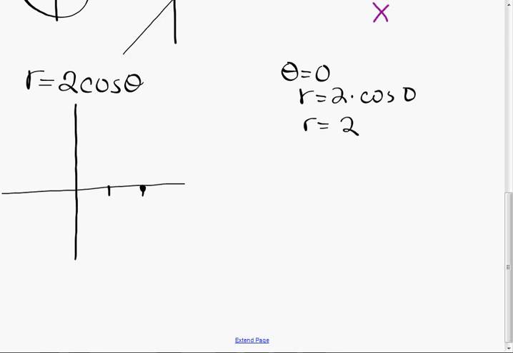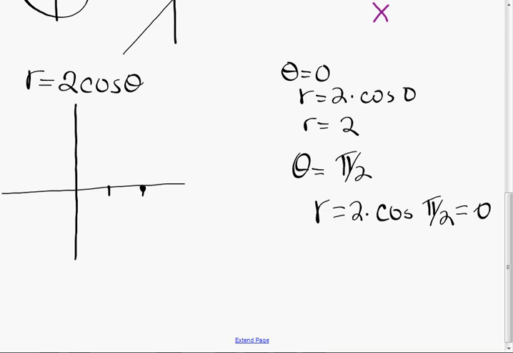Then let's rotate 90 degrees, pi over 2. Then r is equal to 2 times the cosine of 90 degrees. What's that equal to? Nick, do you remember? That's 0. So if I rotate 90 degrees like this, I'm going to be up on this axis, but I'm not going anywhere from the origin. So this is the top half of the circle. I just ought to remember that.